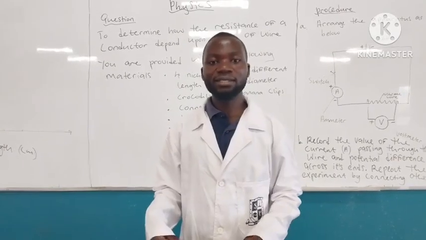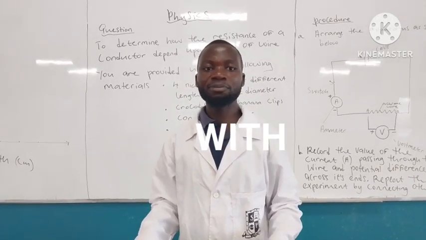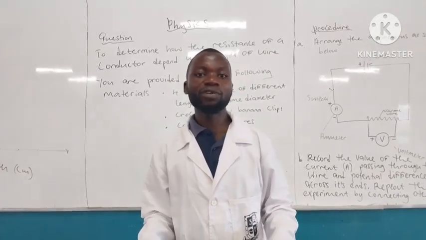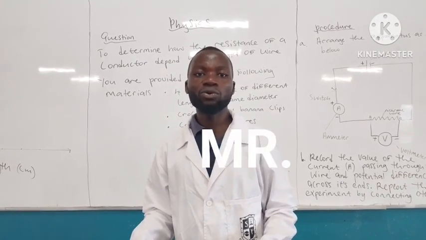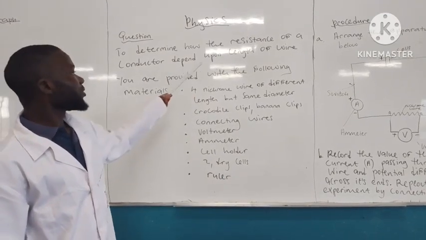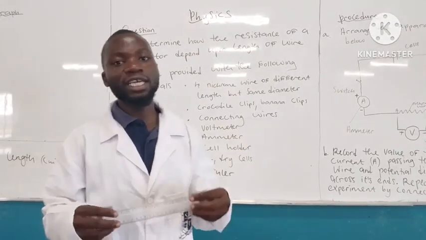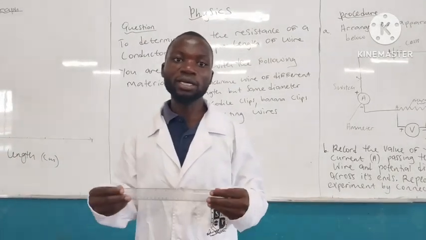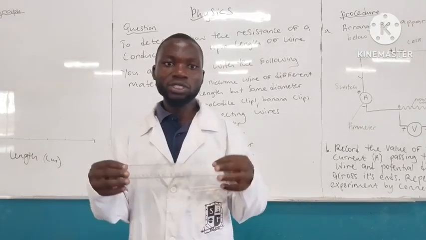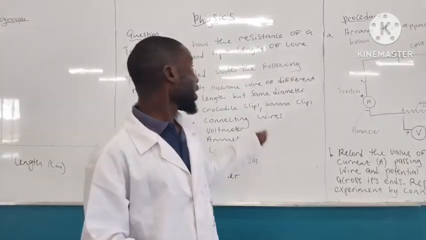Welcome to physics class. Today I will take you through a physics experiment mainly on the part of electricity. So we are going to answer this question: determine how the resistance of a conductor depends upon the length of the wire. It means you have different lengths of wire, that is nichrome wire. Then from those lengths we'll be able to come up with different resistances.